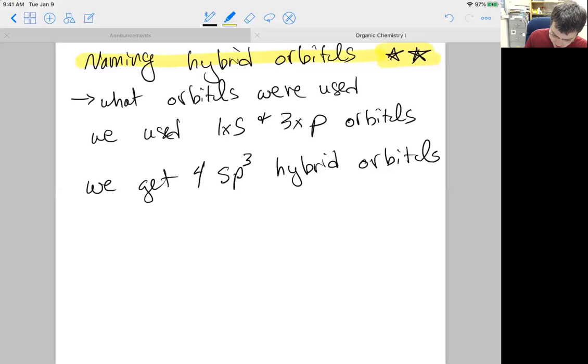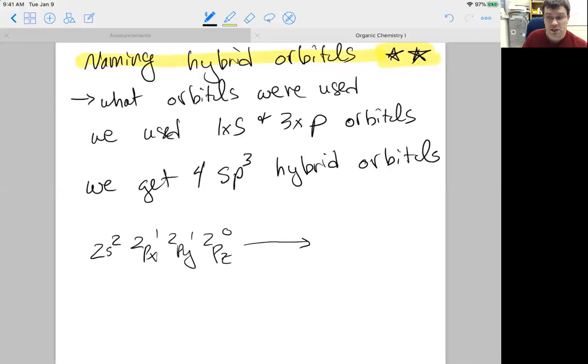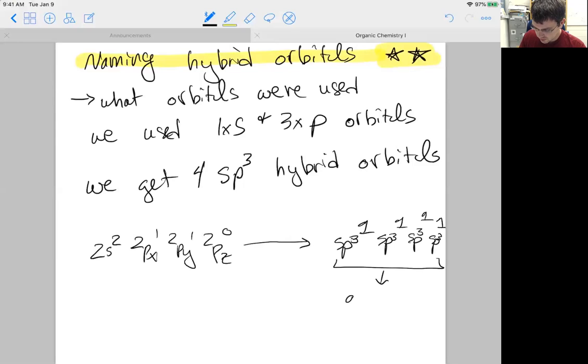Okay, so what I'm saying is that we put into our system a 2s2, 2px1, 2py1, 2pz0 atom. And to prepare for bonding, we now have an sp3 1, sp3 1, sp3 1, sp3 1. Okay, so the orbitals all look the same. They all look the same.